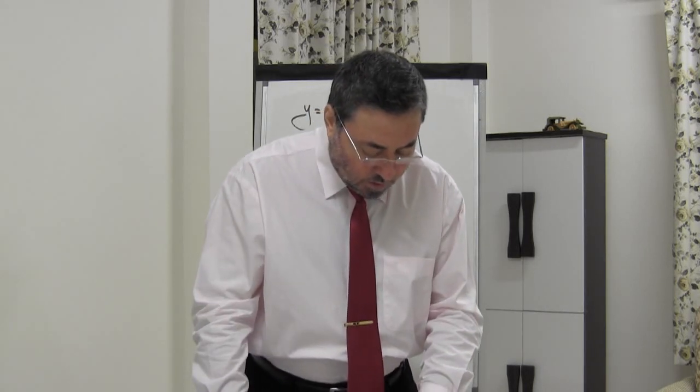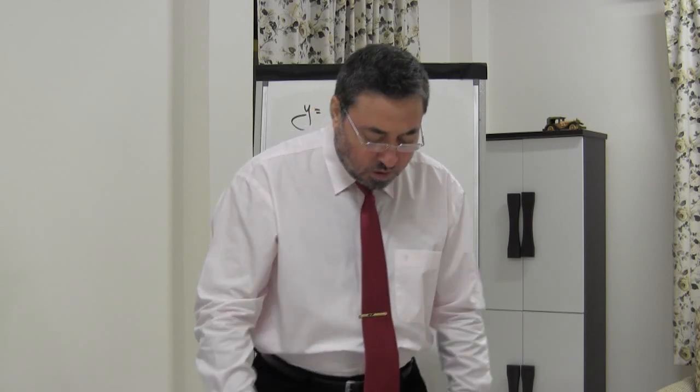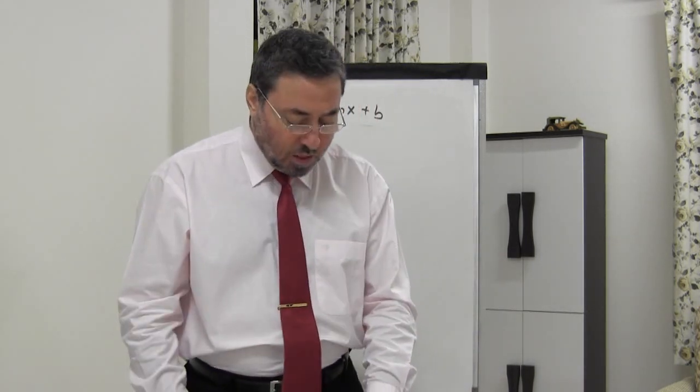Next is number 26. Tell whether the points are collinear. Here we have 3 points, P, Q, R, and we want to see if they fall on the same line. The way to do it is to get the equation of the line PQ, since any 2 points determine a line. And then we see if R falls on that line.